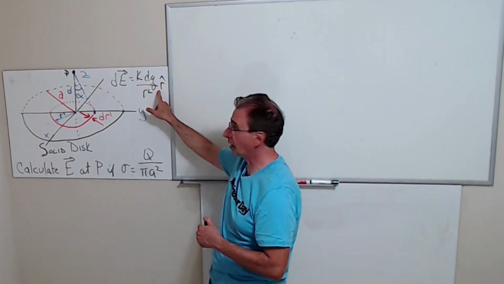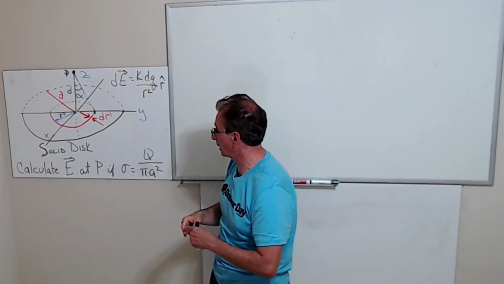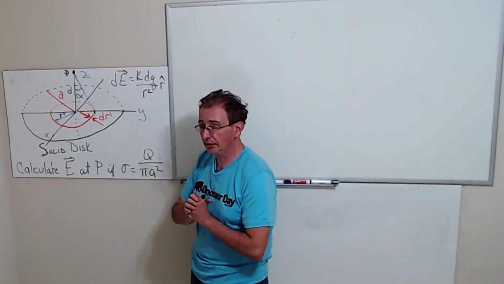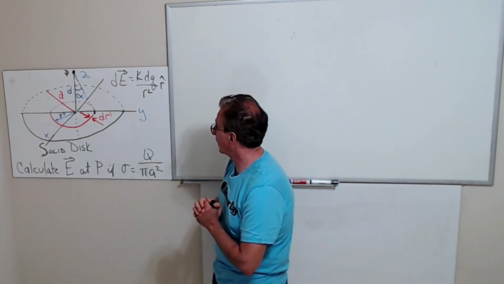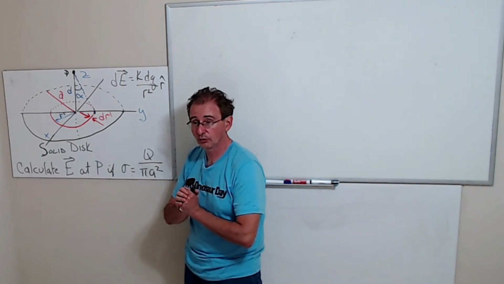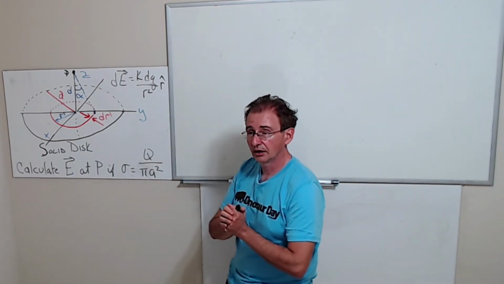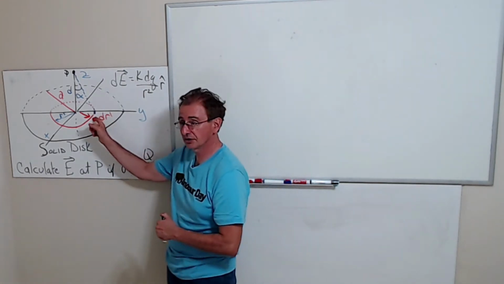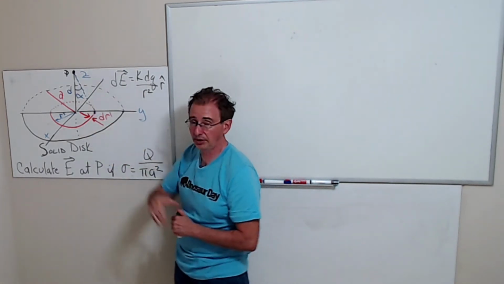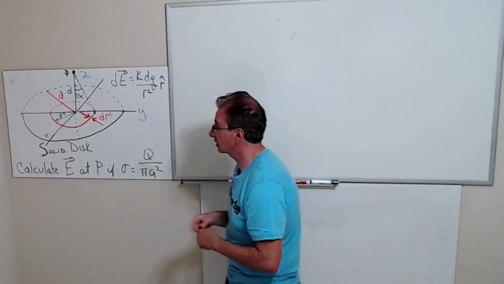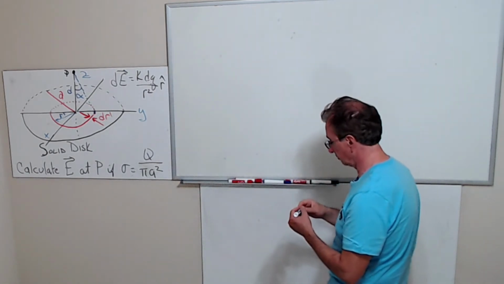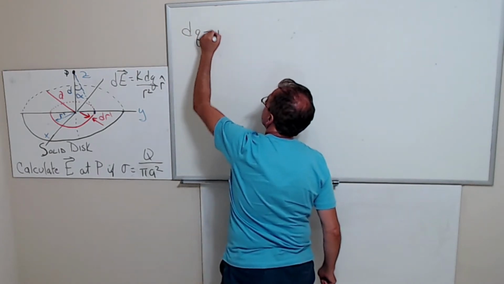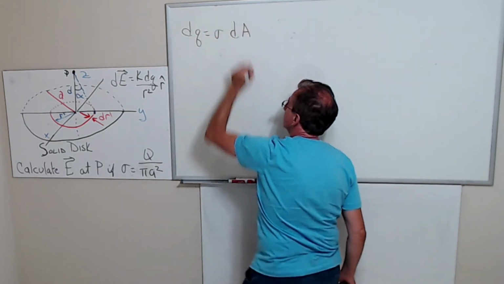I have to determine r hat, which is the unit vector that is directed from the element of charge to point P. And then I've got to determine r squared, which is the square of the magnitude of the vector that is directed from the source dq to the point P. So let's start by determining our dq. We know that dq is sigma dA.